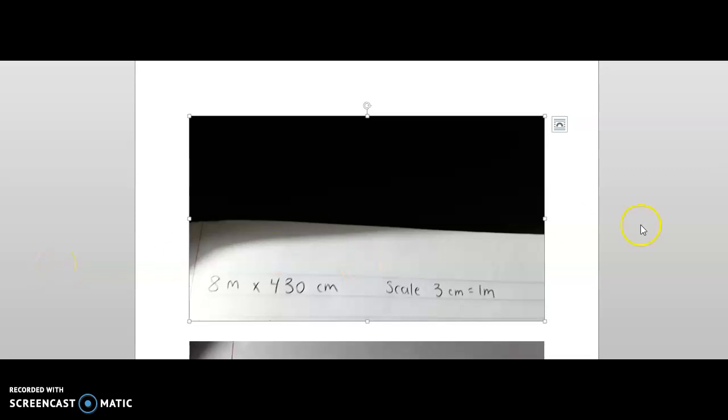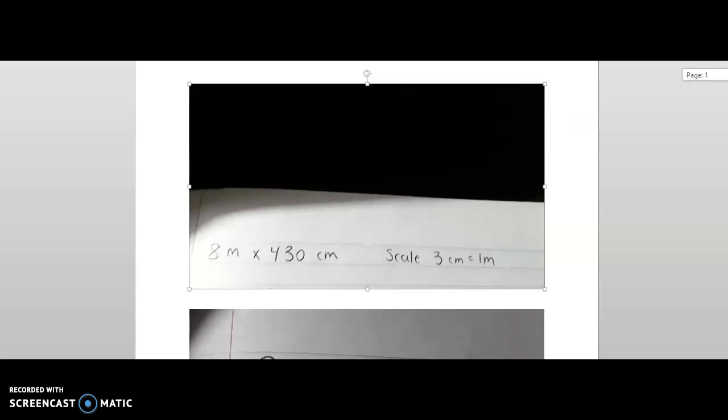Today I will be showing you how to calculate the third question of the homework assignment for Draw to Scale. So the question here is 8 meters by 430 centimeters, and its scale is 3 centimeters equals 1 meter.